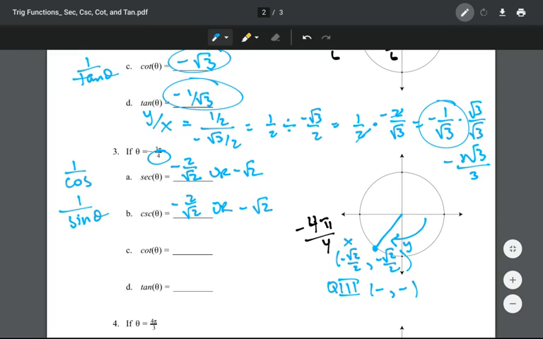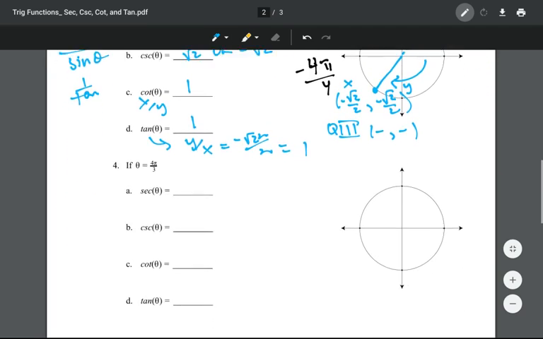Cotangent. Let's do tangent first. Tangent is y over x. Doesn't really matter which one you do on this one. They're the same, so the ratio is a positive 1. Notice how this is on a positive slope. You can think of tangent as the slope. Y over x, rise over run, same thing. So this is going to be a 1. Cotangent is 1 over tan. The reciprocal of 1 is also 1.